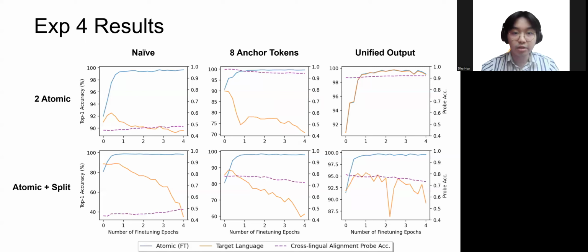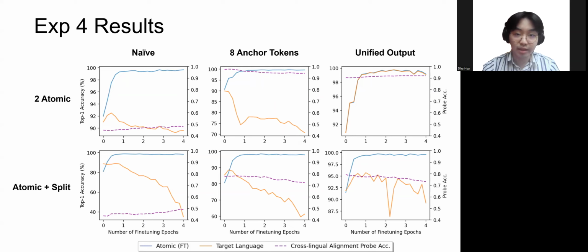This trend is particularly strong in the model trained with 2 atomic languages. You can see that the blue line and the orange line almost exactly overlap with each other. This indicates that even though the model has never seen a single sequence in the target language during fine-tuning, the performance is transferred perfectly to the target language.